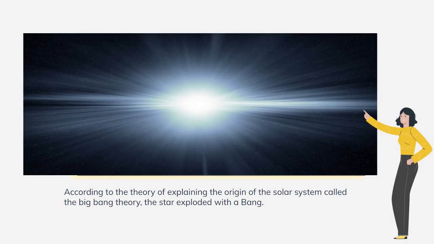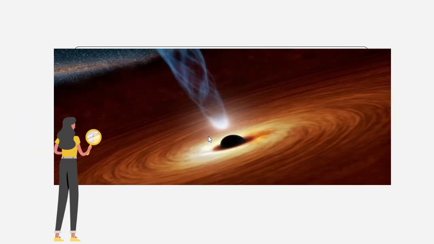Next slide. According to the theory explaining the origin of the solar system, called the Big Bang theory, the star exploded with a bang. The result was the spreading of the dust of the cloud because of the collapse. All those small pieces of matter that started out running away from each other got pulled back together by the gravitational force.